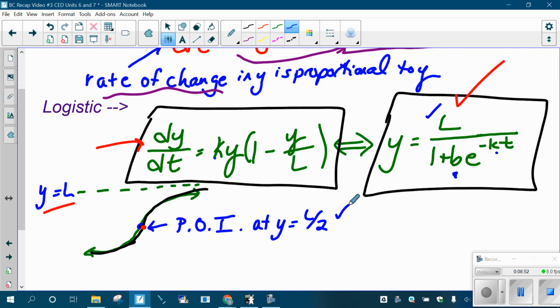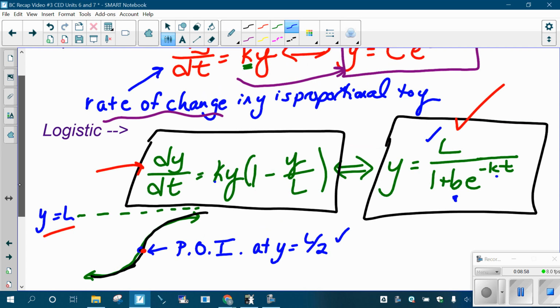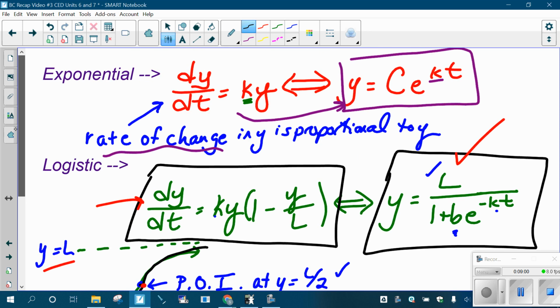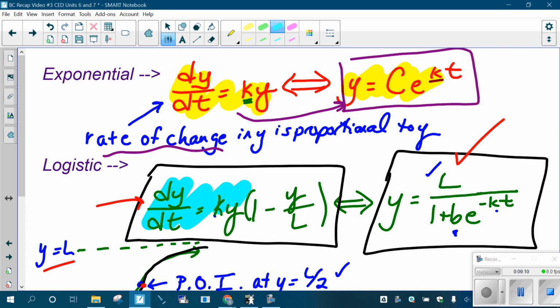Your point of inflection happened halfway to your carrying capacity. Okay, so that's a little shortcut there. The one reminder I wanted to give you about this was, if you forgot this top one, and you forgot that this differential equation has this solution, no worries, just separate the variables. If you forgot that this differential equation has this solution, you're in bad shape, because actually separating the variables and solving that differential equation is extremely tedious.